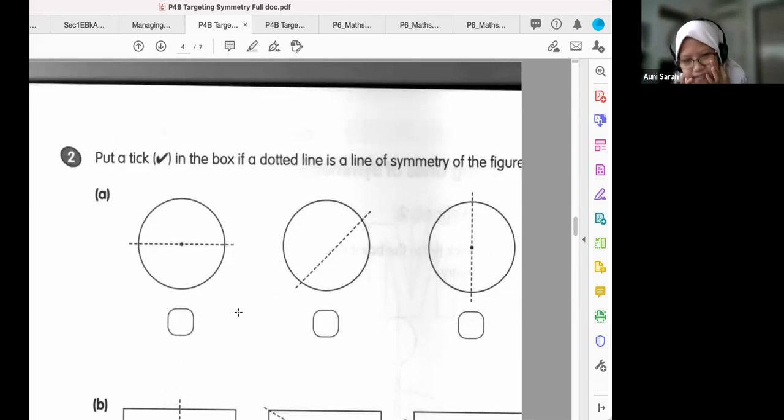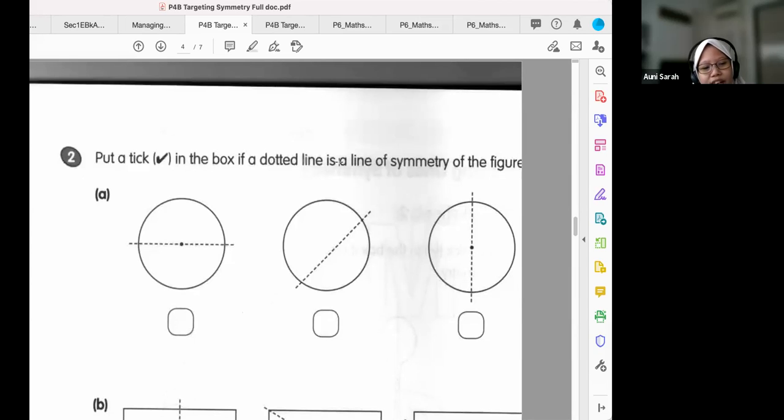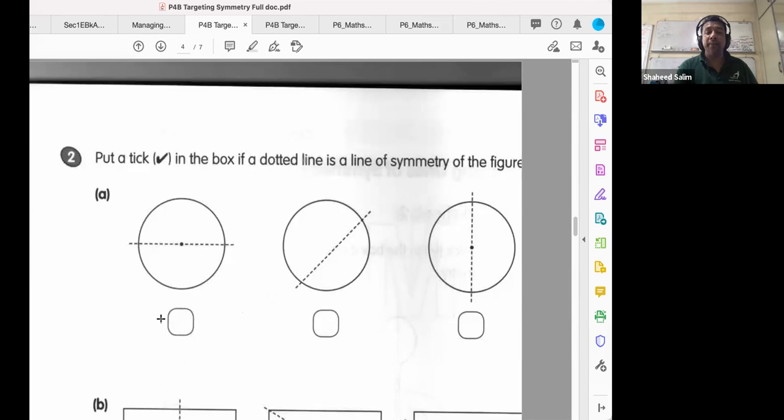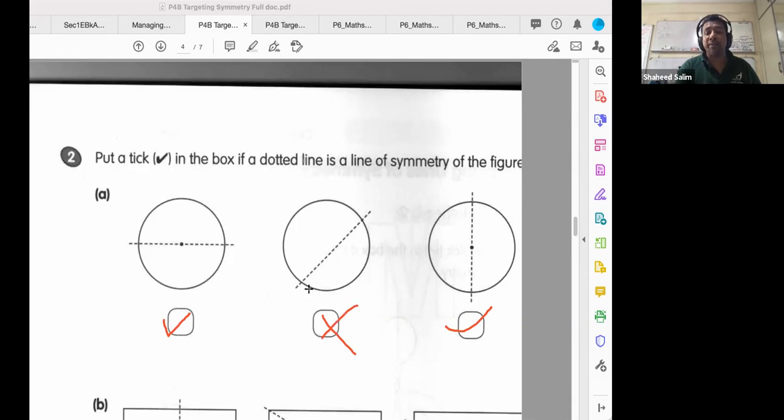Tell us whether it's in the symmetrical box or not. Is this symmetrical? Okay, we do together lah. This one, yes, you agree? Symmetrical? First one, yes. Last one yes, middle one no. So if this is symmetrical, it has to be like that.